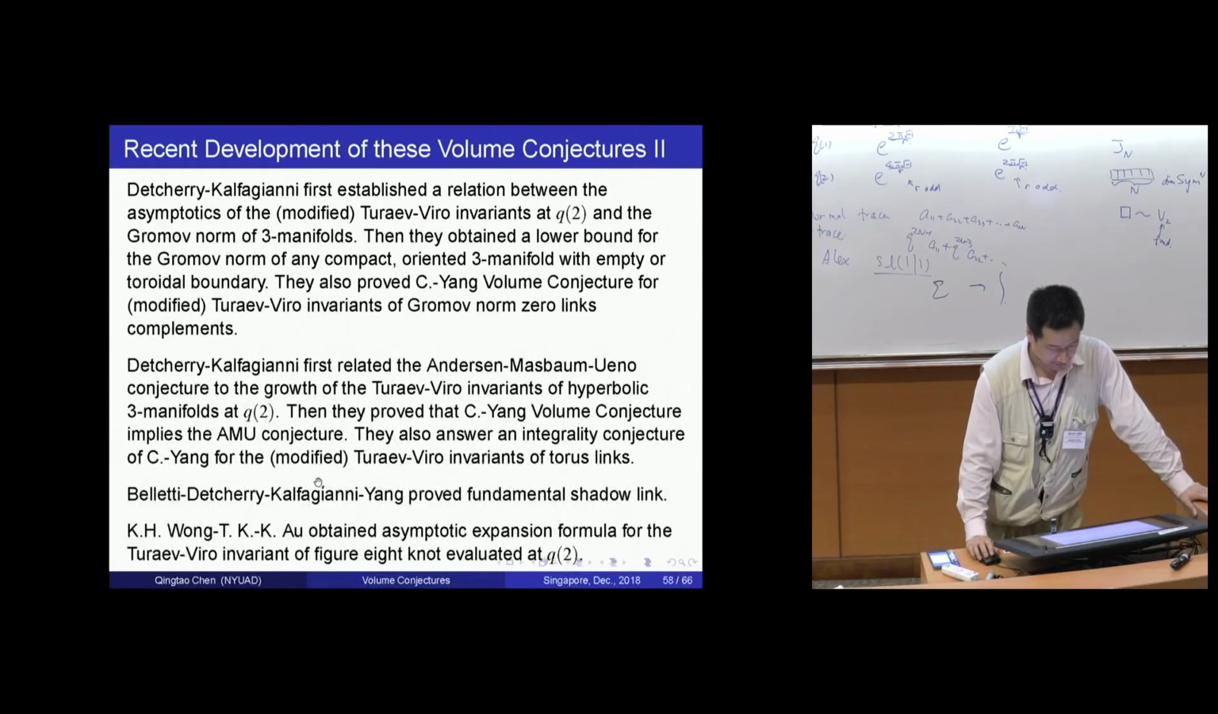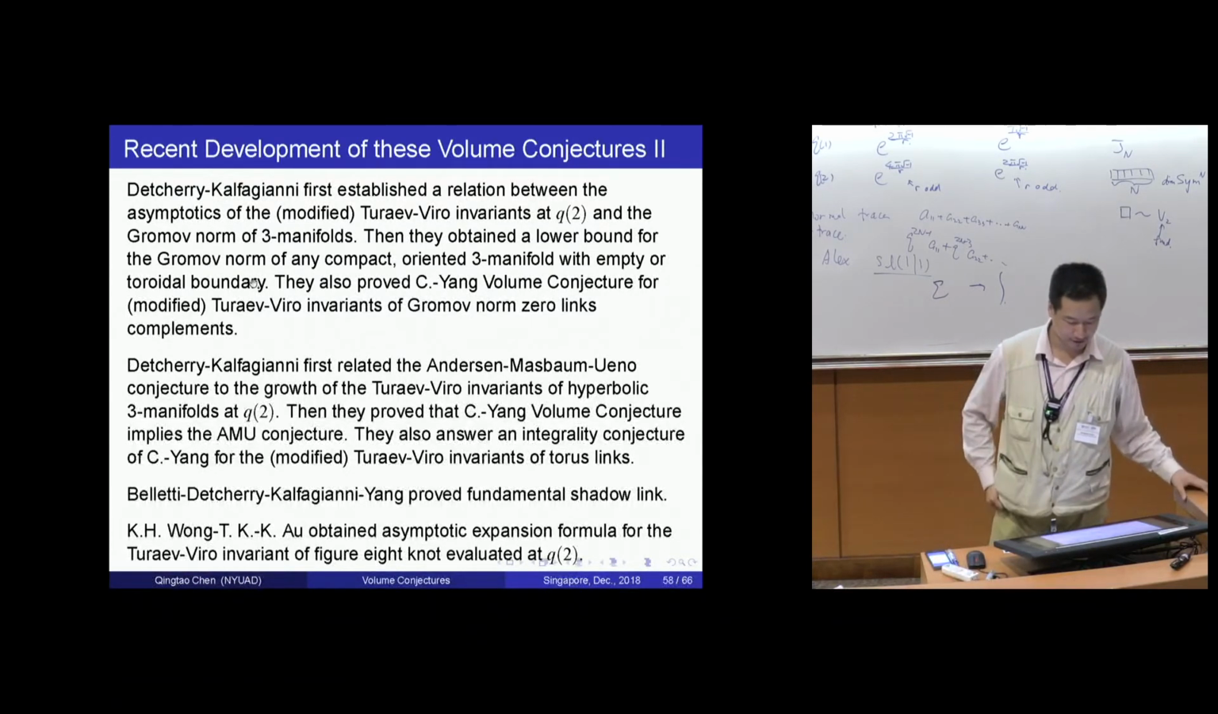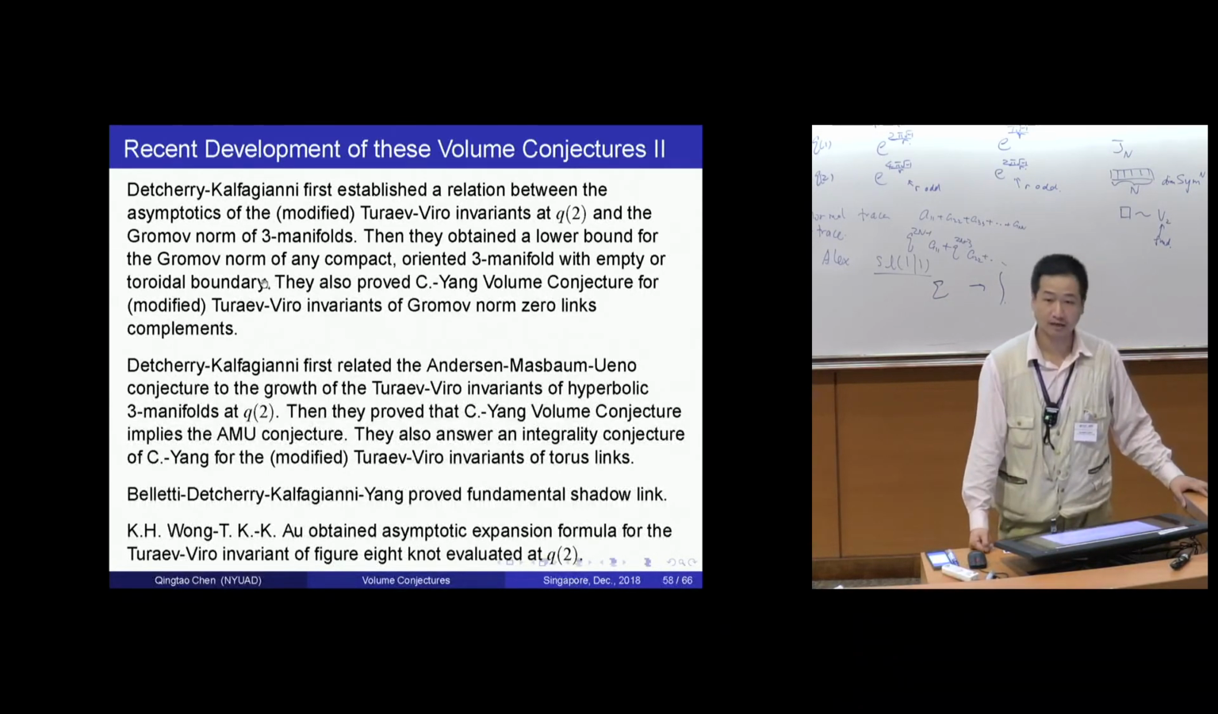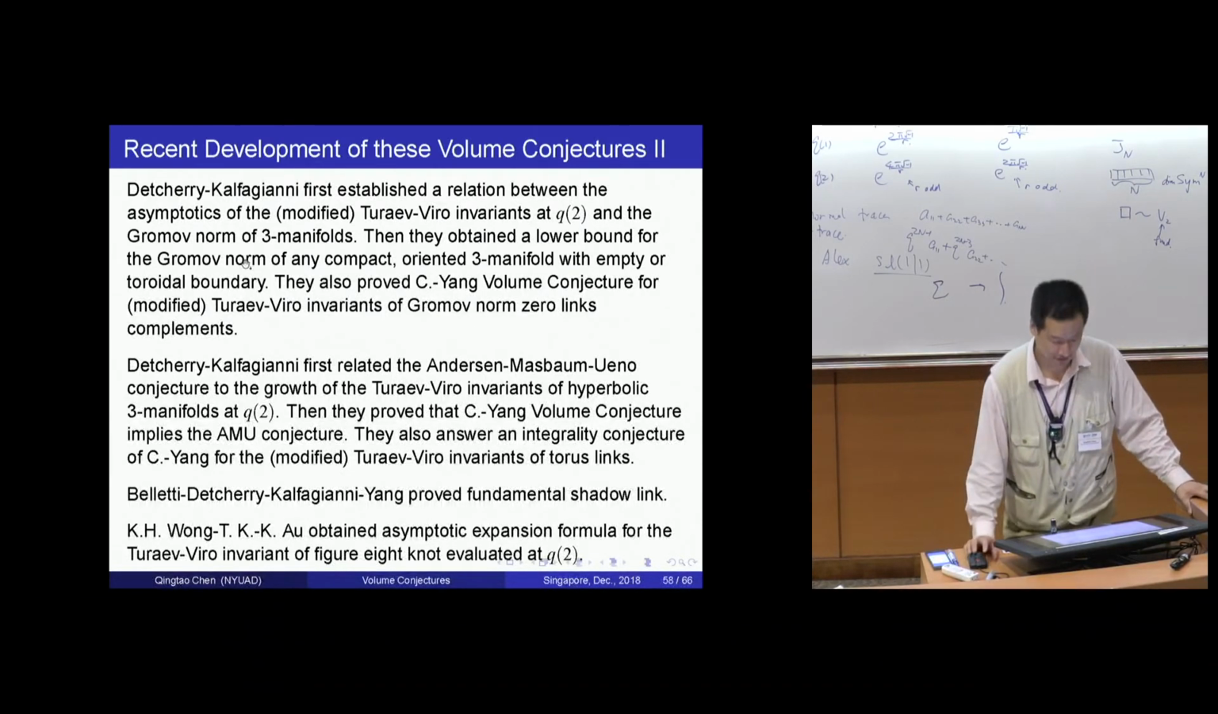And then Detcherry and Kalfagianni again established a relation between the Turaev-Viro invariance at Q2 and the Gromov norm of three-manifolds. And then they obtained the lower bound for the Gromov norm for any compact oriented three-manifold with empty or toroidal boundary. And Kalfagianni told me at ETH when she visited me for a conference last year that this result was praised by Clifford Taubes. It seems an important result.